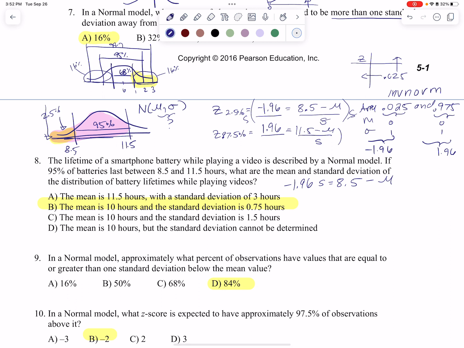But I'm just going to show you how to put it in the LinSolve in your calculator. So the way we're going to do that is I'm going to get positive 1.96. So I'm doing the second one.